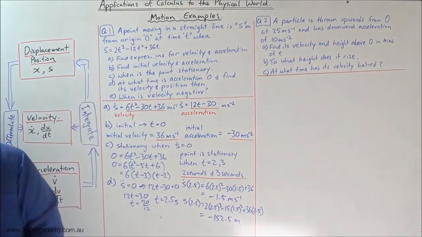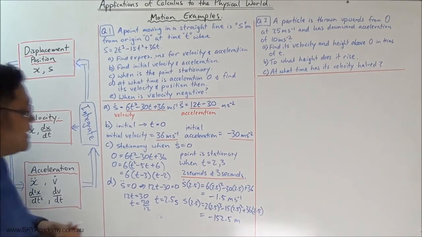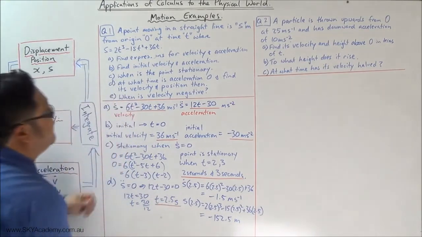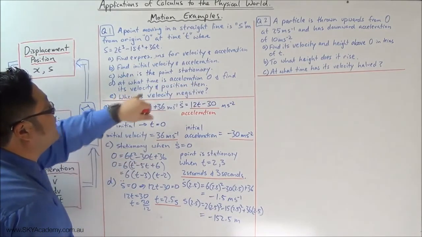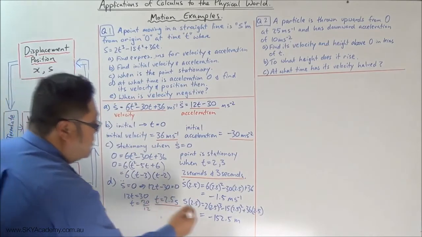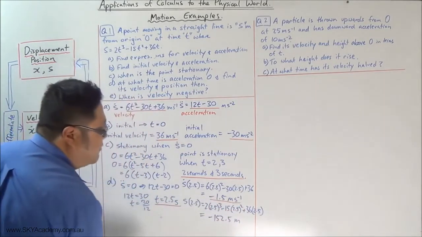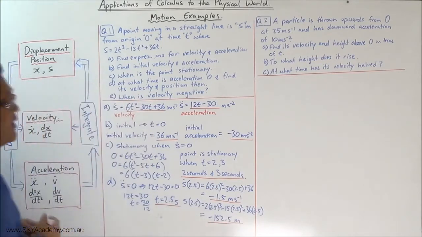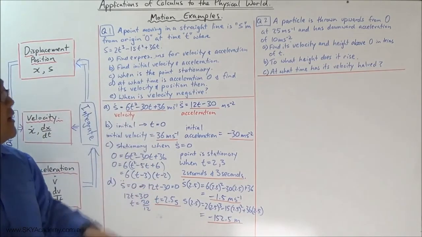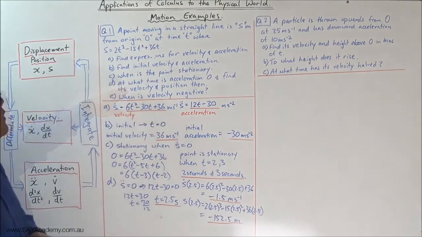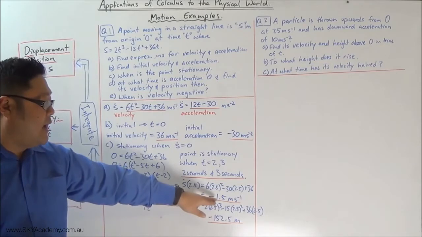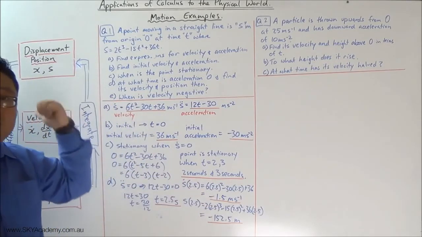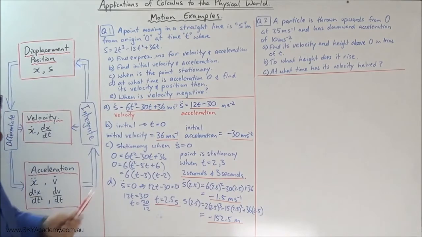So, for part D, your answer was 2.5 seconds. At what time is acceleration equal to 0? Find its velocity and position then. Basically 2.5 seconds, minus 1.5 meters per second and minus 152.5 meters. Okay, so that'll be your answer to part D. Right? So in other words, the particle will have moved backwards and the velocity would be going backwards as well. Got it? The last question says, when is the velocity negative?